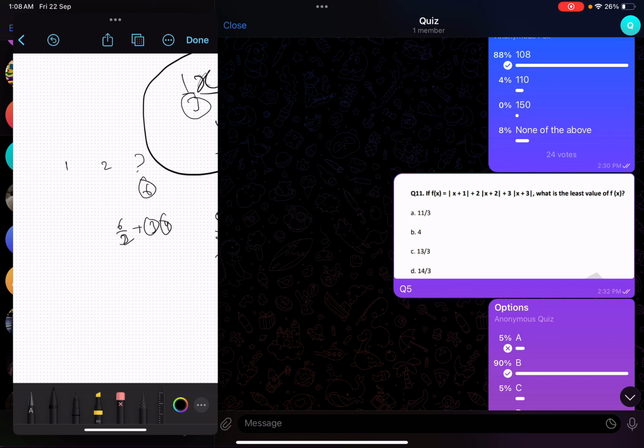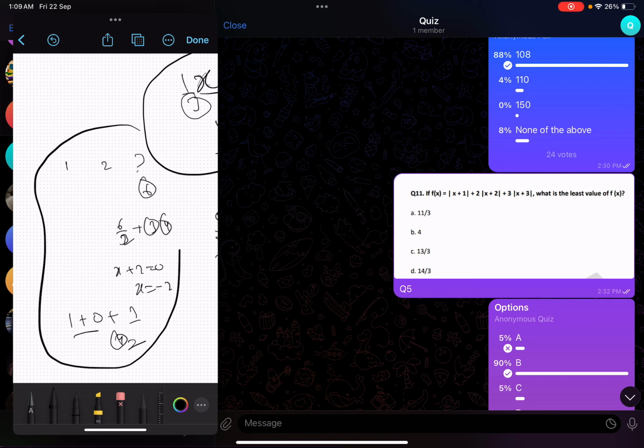Okay, so 3 and 4. Where will 3 lie? 3 will lie at the x plus 2 friend, so x plus 2 equals 0, so x equals minus 2. Just put minus 2: minus 2 plus 1 will be 1, and here it will be 0, and at the end it will be 3, so 3 plus 1 gives 4. 4 is the answer to this question. That's it, done. See how much less space it took. So this was it, I hope it is clear.